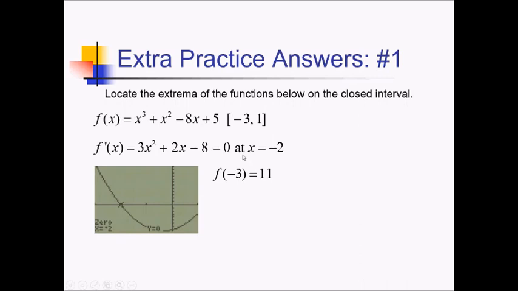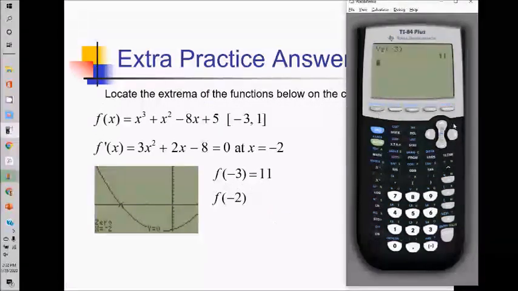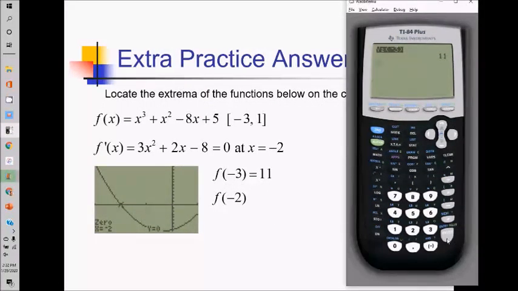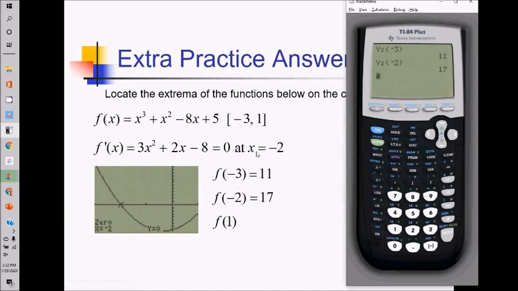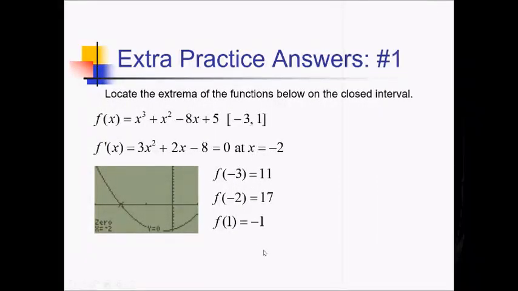Let's try out -2 as well. That's the next value there that we need to test. So going back to the calculator, I'm just going to yank my input from before, and I'm just going to replace the -3 with a -2. Enter, 17. Okay. And now we also have to test out the other endpoint, 1. Plugging that in, it looks like that's going to come out to -1. So at the end of the day then, -1 is the absolute min and 17 the absolute max.